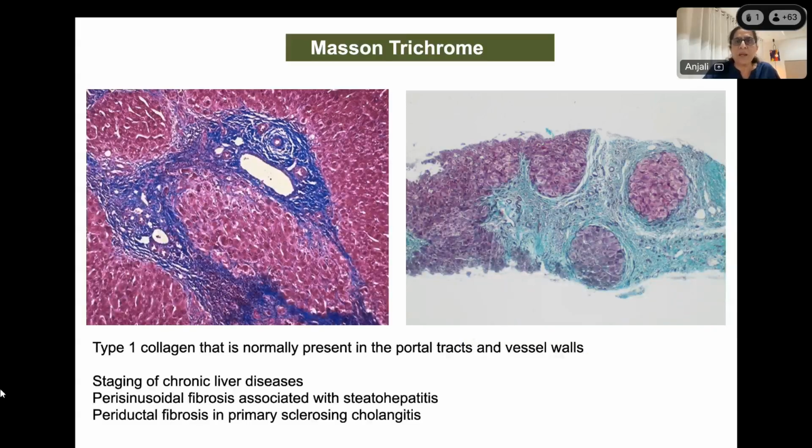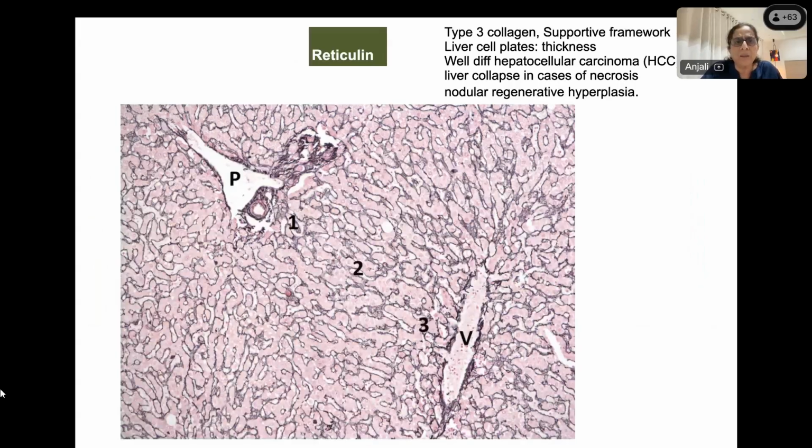So this is Masson's trichrome. Both these are examples of Masson's trichrome. Here the counterstain is in blue and here it is green. This is how fibrosis starts in the portal area, and it extends into the adjacent portal area or zone 3 or hepatic venule. Masson's trichrome stains type 1 collagen. And this is reticulin.